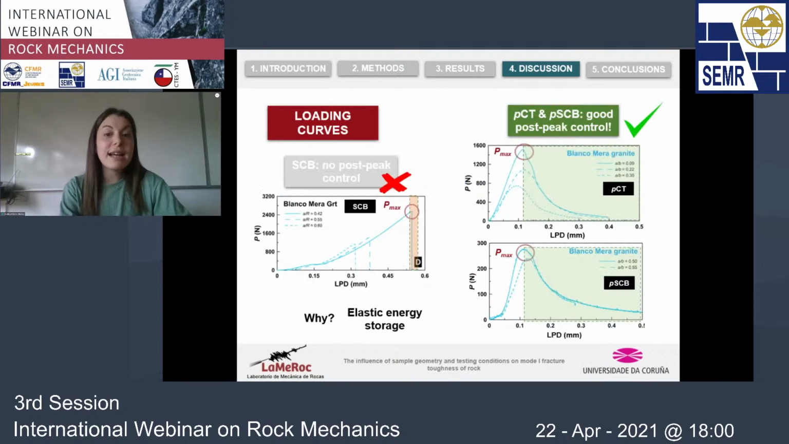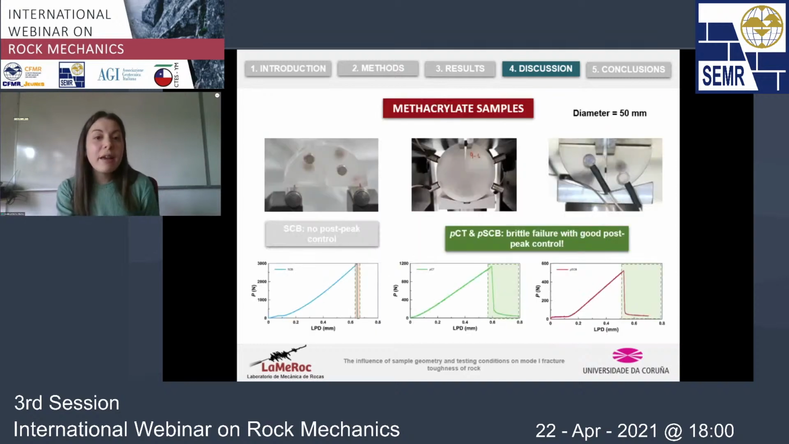What we observed was that, as happened in the case of the PCT, we also had here on this graph a very good control on the propagation of the fracture. So as we expected, the loading conditions are more relevant than the shape of the specimen when controlling the propagation, the post-peak control. And why is this happening? We think it's due to the energy storage that occurs in the case of the SEV before the peak load. And to check this, we have used a different material, methacrylate, and we have performed the three experiments using these three testing approaches.